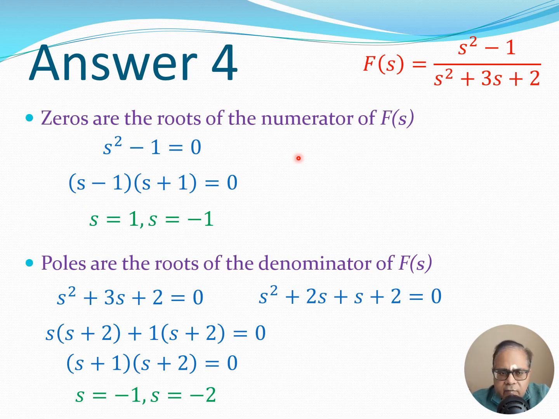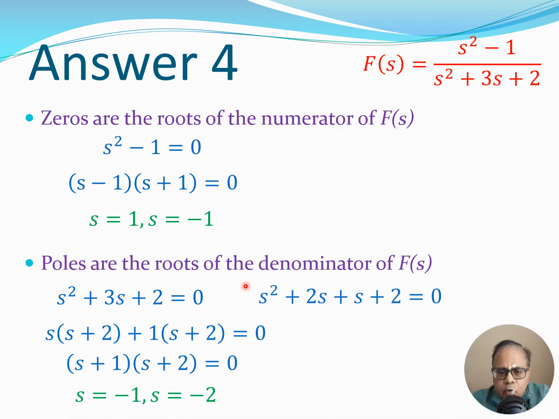So let us first look at the definition of the zeros and the poles. Zeros are the roots of the numerator of this transfer function, and poles are the roots of the denominator of this transfer function. If we look at the numerator, it is s² − 1. To find the roots of that, I have to set this equal to 0. This is a very simple equation of the form a² − b², so I can split it into (a − b)(a + b). So I get (s − 1)(s + 1) = 0, and I get the two solutions, s is 1 and s is −1. These two solutions given in green are the zeros for this transfer function.